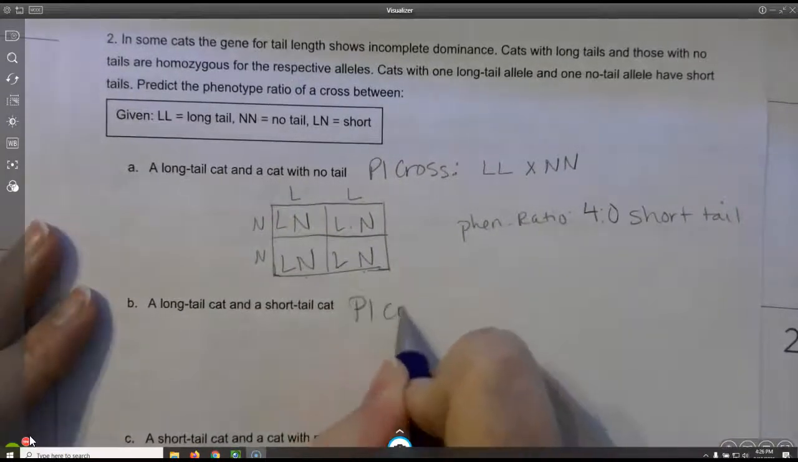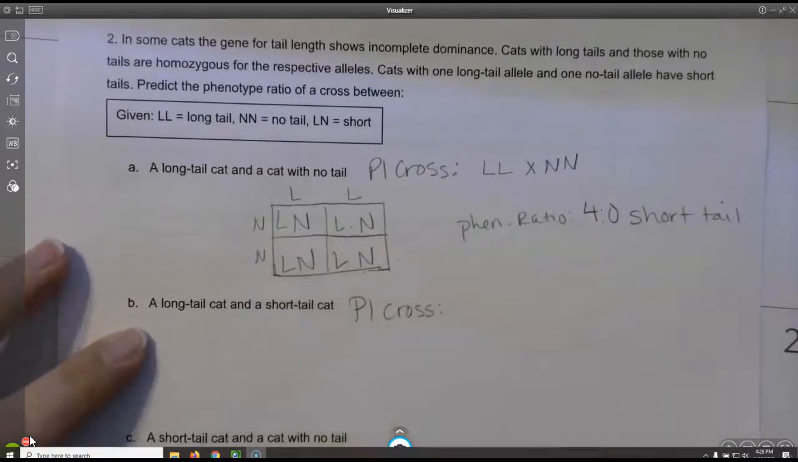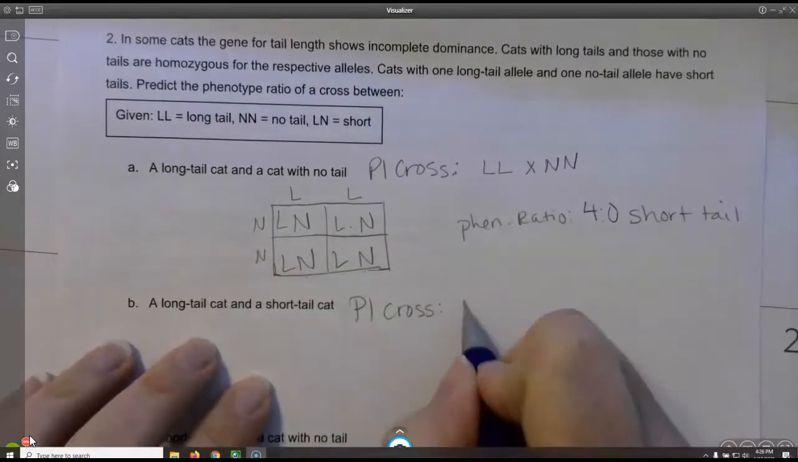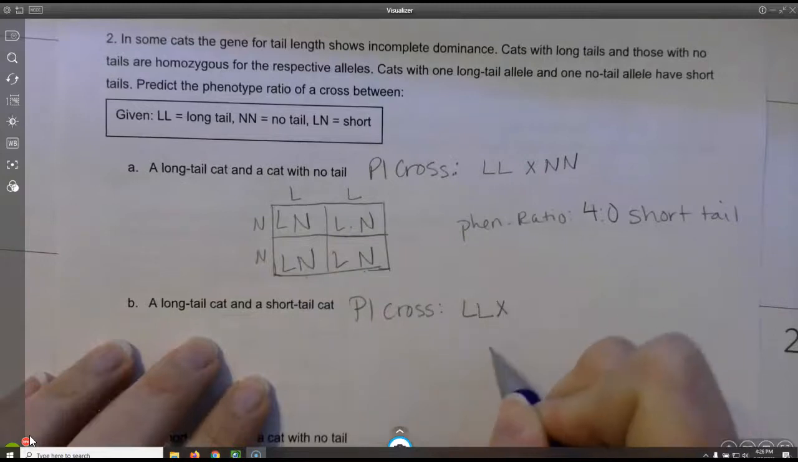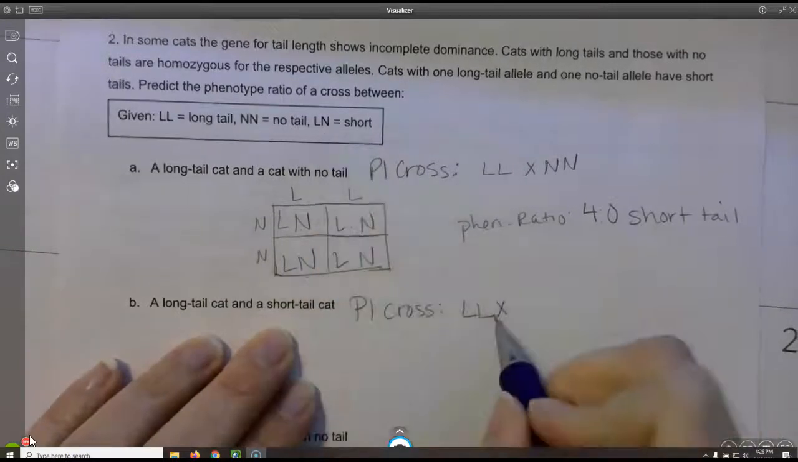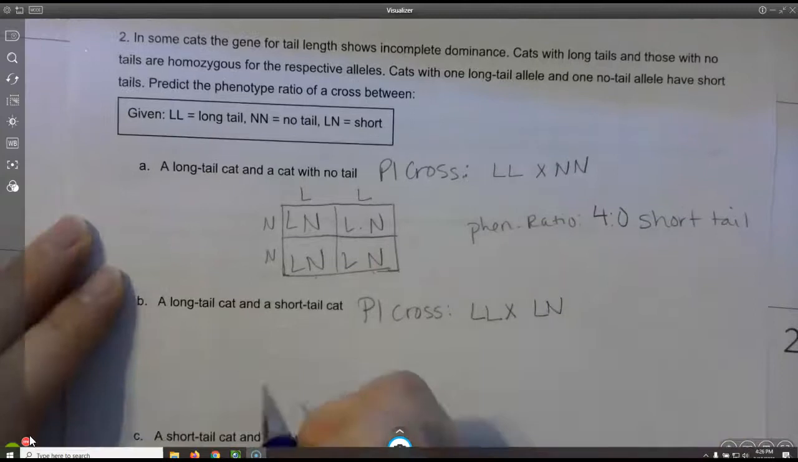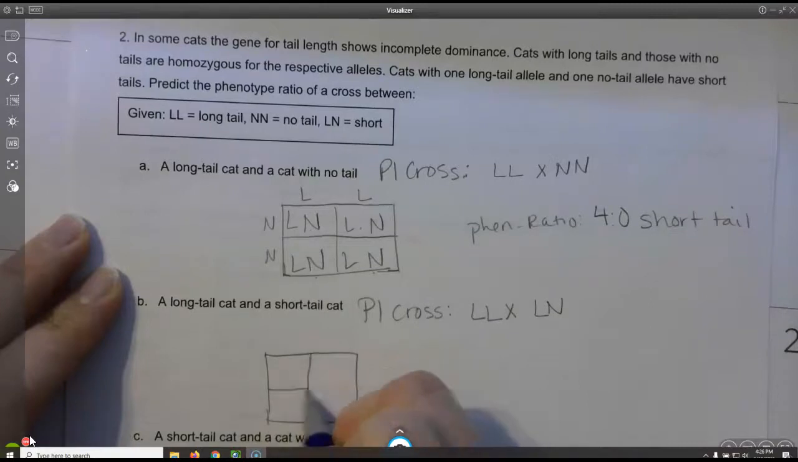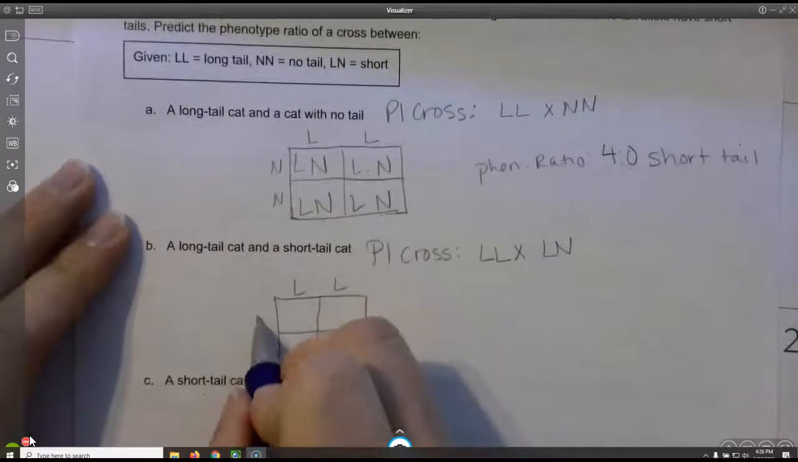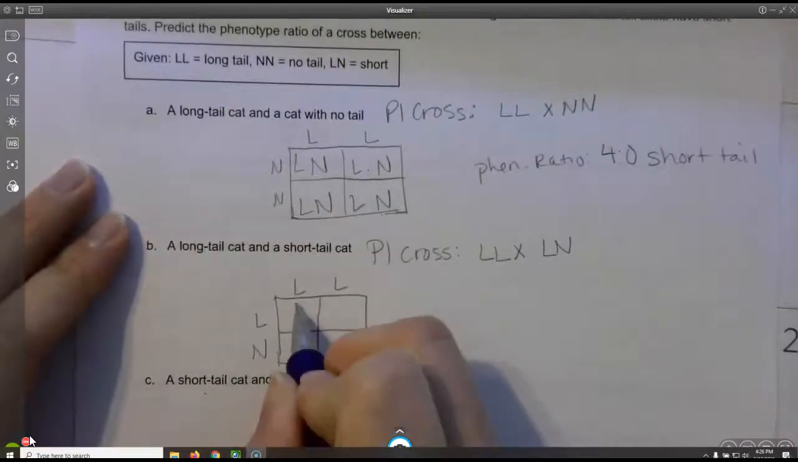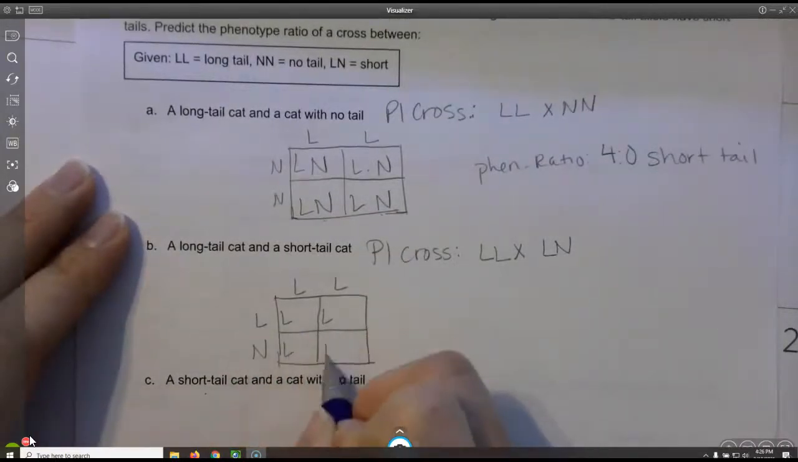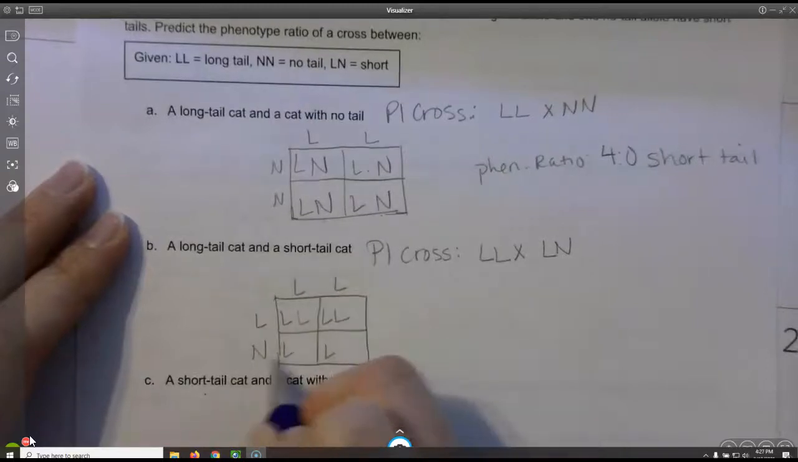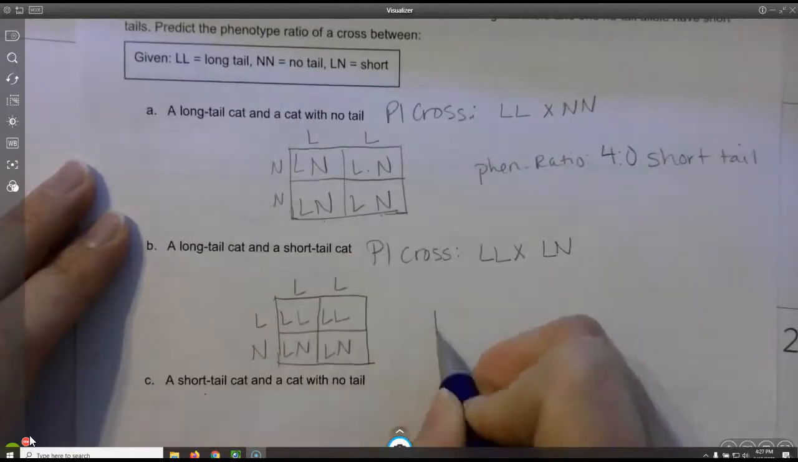Okay, P1 cross. For B, we're going to do a long tail, so LL, with a short tail, so that's LN. Punnett square. Let's see if I can make this one a little bit nicer. So our parent 1 goes on top. Parent 2 goes on the side. Drop your L's down. Slide your L across. Slide your N across. And there we go.